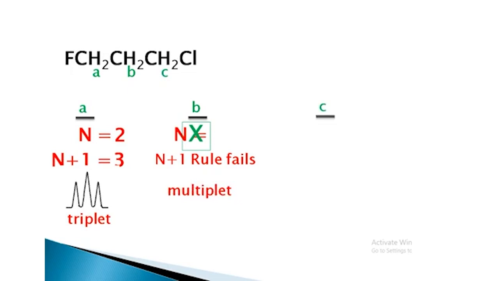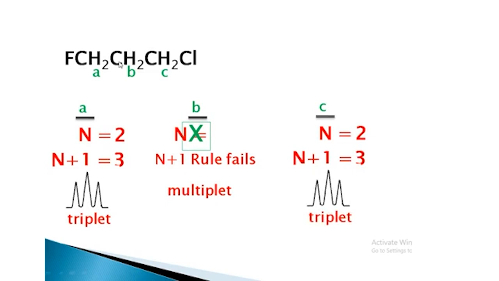Now if you see the C type proton, what is the value of n? This is bonded to this carbon, that is again bonded to this carbon, that is the neighboring carbon, and these two are the neighboring protons, and we get the value of n as 2. We plug into the n plus 1 equation, we get 3, and ultimately we get a triplet as splitting. So here the important thing is, in case where we have two different neighbors, then we cannot apply the n plus 1 rule.